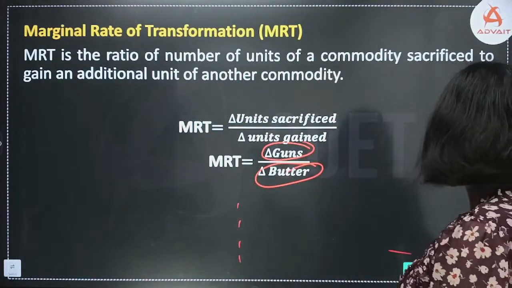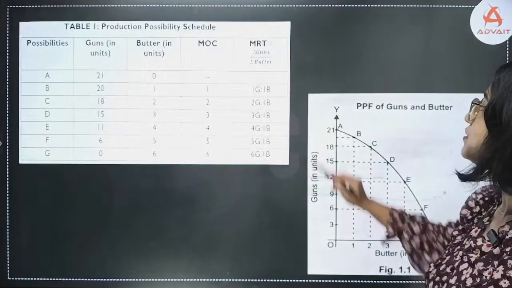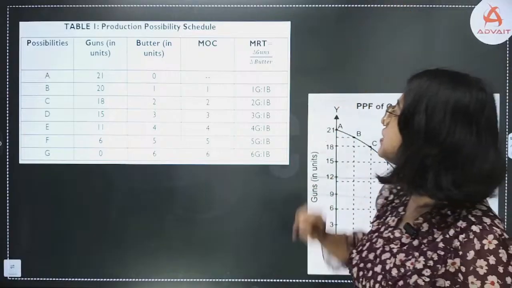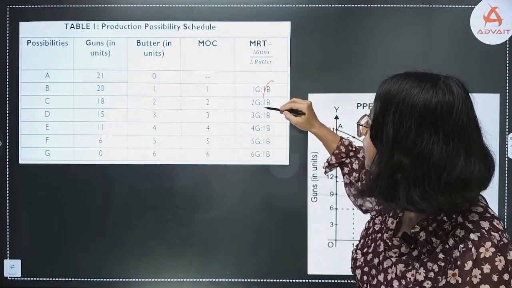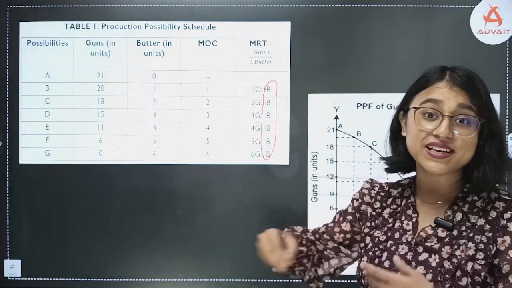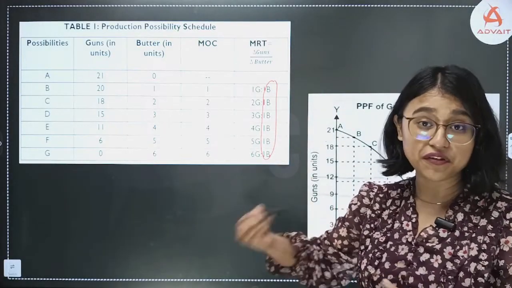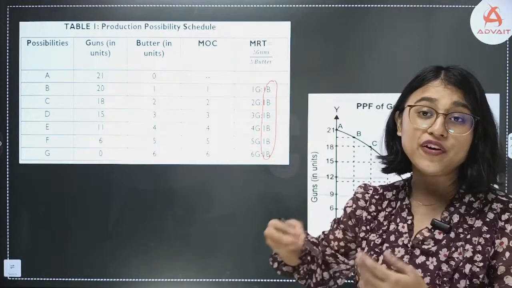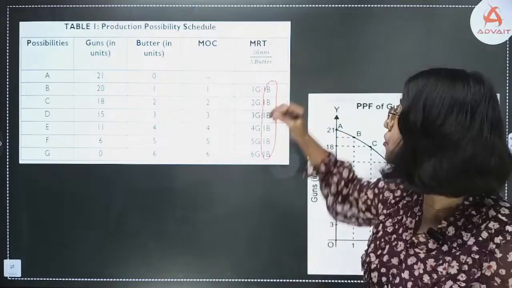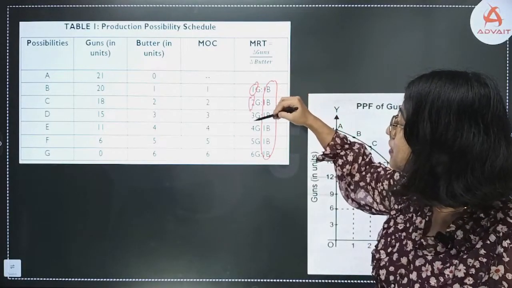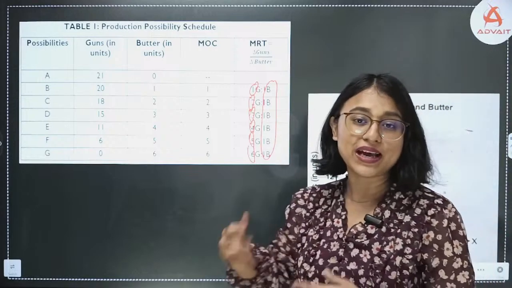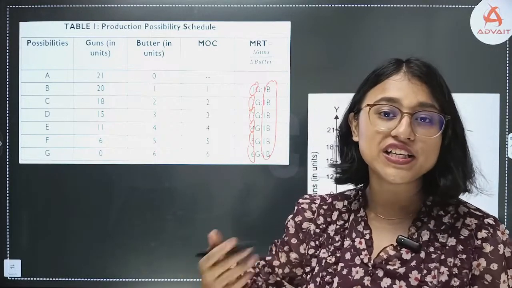Let's move back to the previous slide. So MRT here is change in gun by change in butter. Butter is increasing only by 1 unit, but the increase in sacrifice, that is the number of units sacrificed in the production of guns, is more. First 1 unit, then 2 units, 3 units, 4 units, 5 units, 6 units. Like, the amount sacrificed is more for an additional unit of butter.